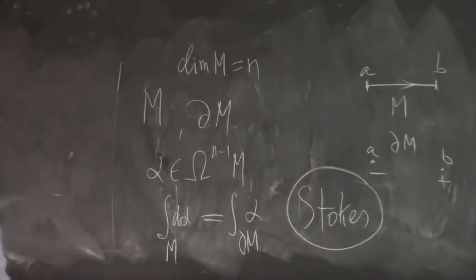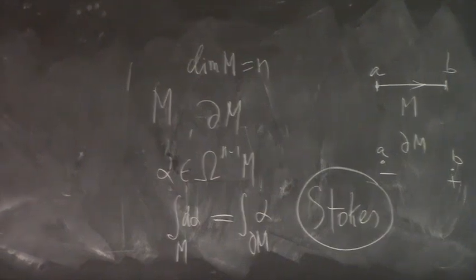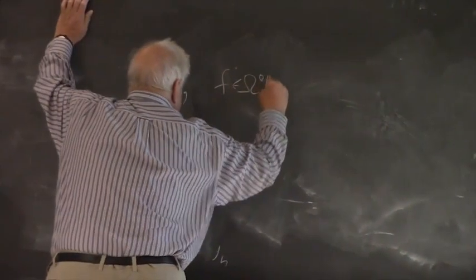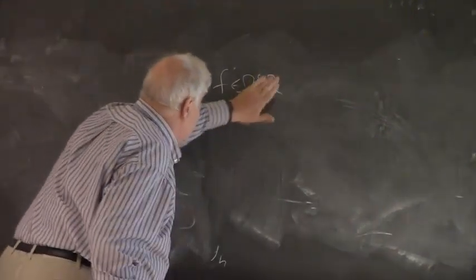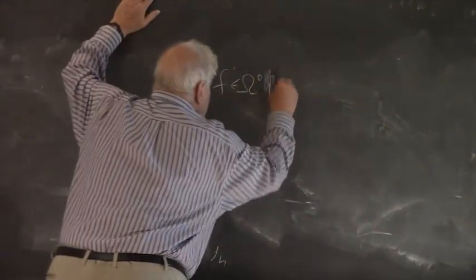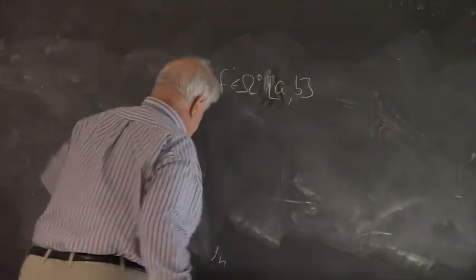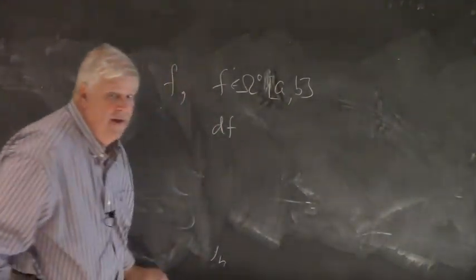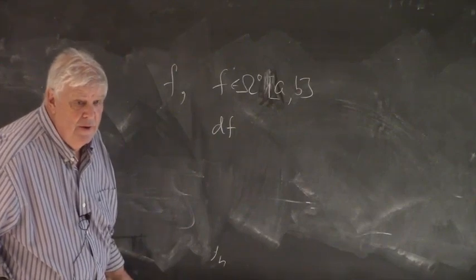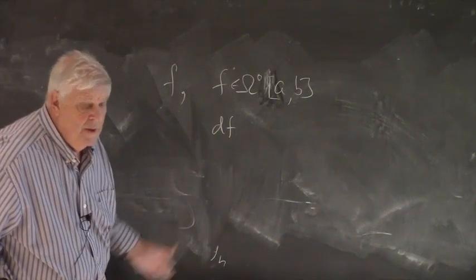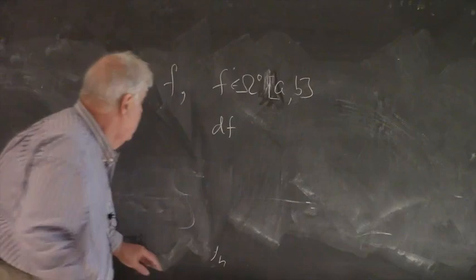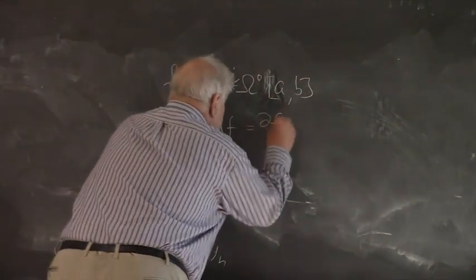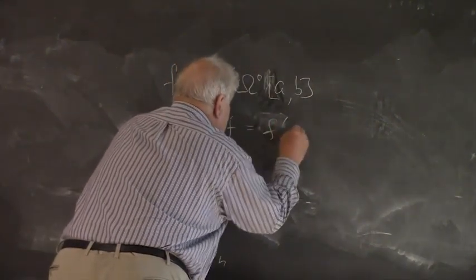We have a form of degree 0 on M, which is a function. We have a function f. So f actually is an element of this, or AB if you prefer. df, according to the formulas which you know very well, x is the coordinate here, is f prime dx, right?